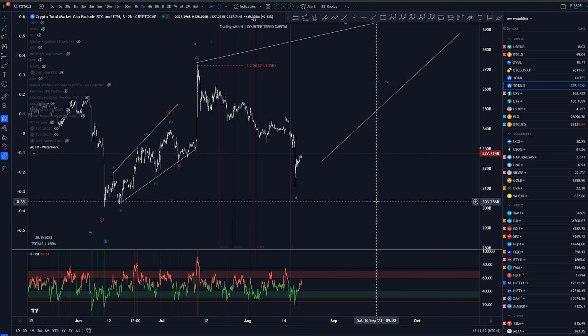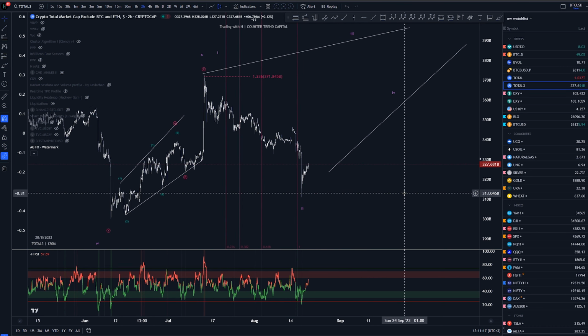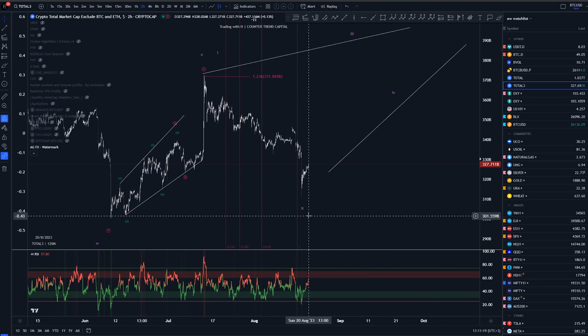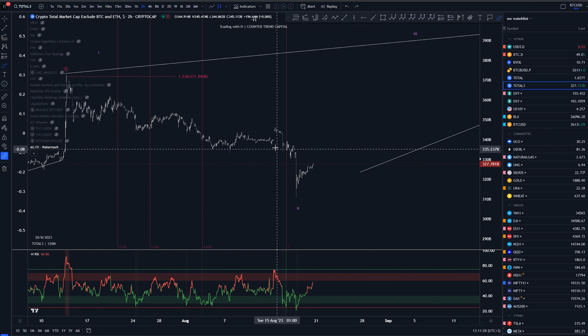On today's video, we're taking a look at technical analysis for Total 3, which is the crypto total market cap excluding Bitcoin and ETH. So in this one, again, we are taking a look at what has happened in the previous week. So let's see where we were last time. Around this area here, we were looking for that consolidation.